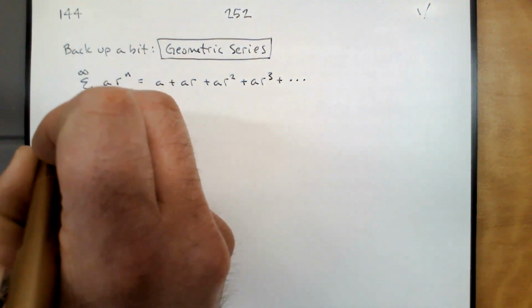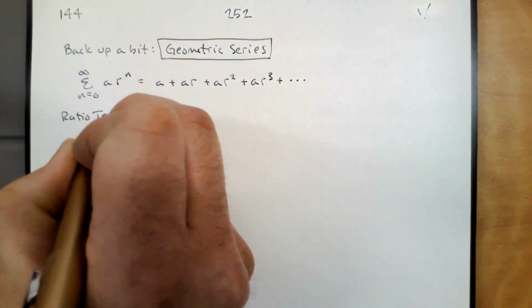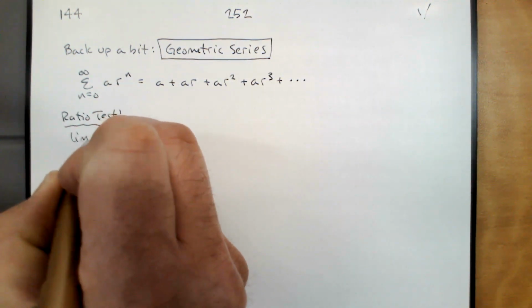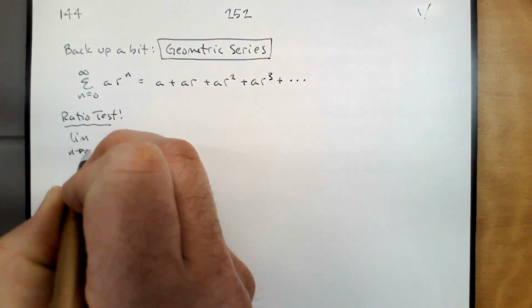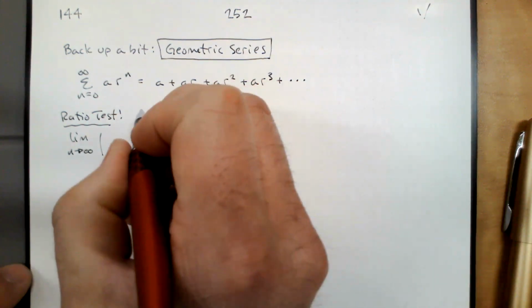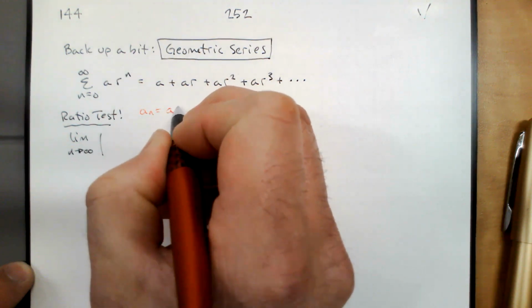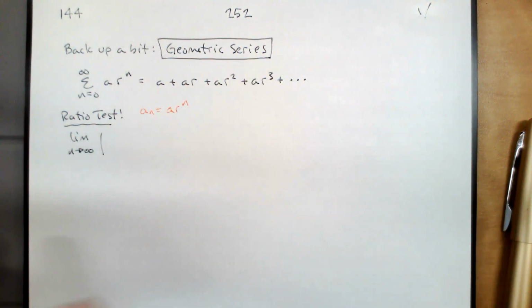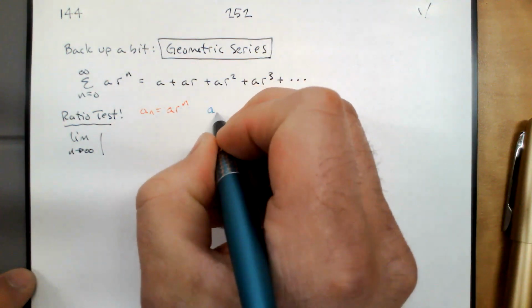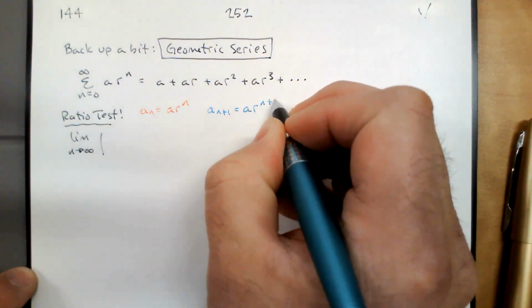So if we do a ratio test, the nth term will be just a times r to the n, and the n plus first term is a times r to the n plus 1.